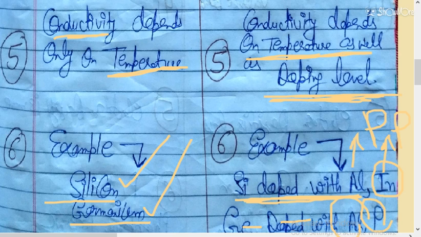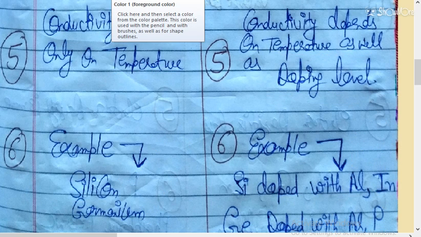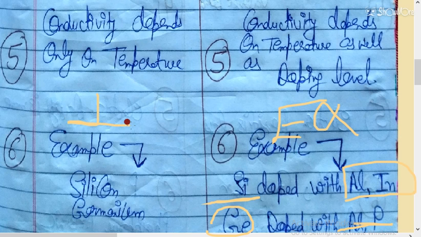If we dope any element with some other, then this is the purest form silicon. If we dope it with any impurity, then it is called extrinsic semiconductor. In the same way, if germanium is doped with any impurity, aluminium or phosphorus, then we say it as extrinsic. So these are the 6 differences between intrinsic and extrinsic semiconductor.